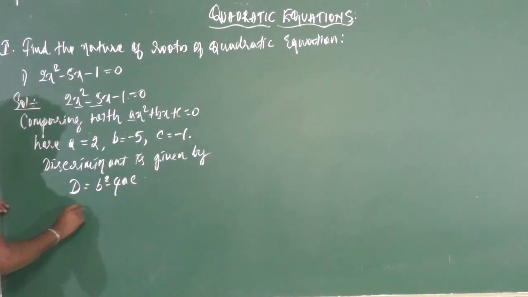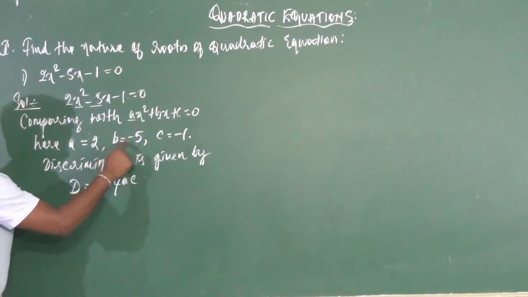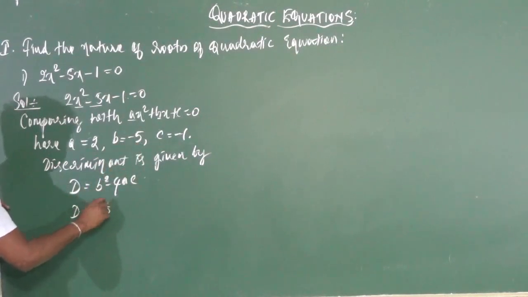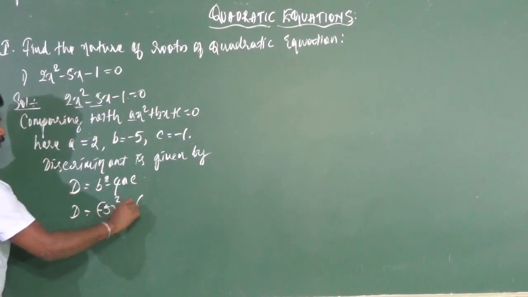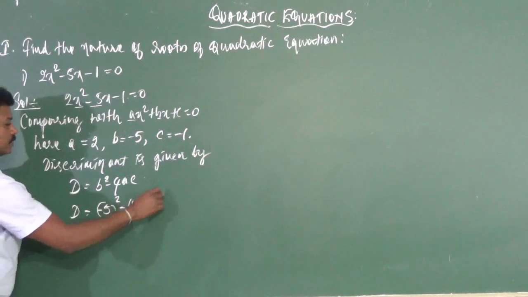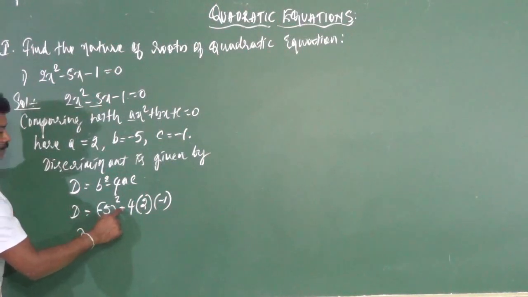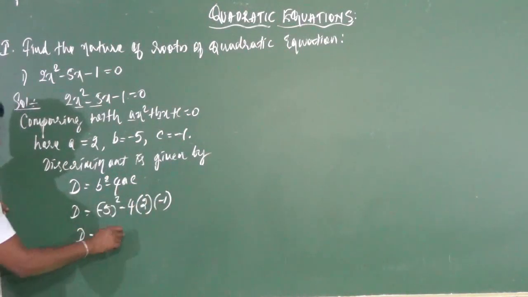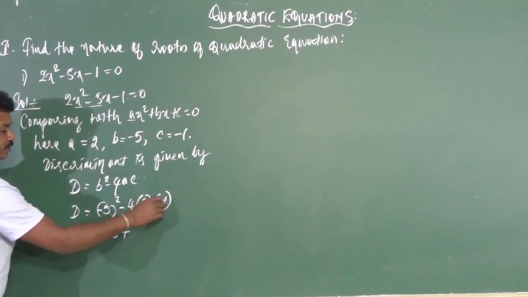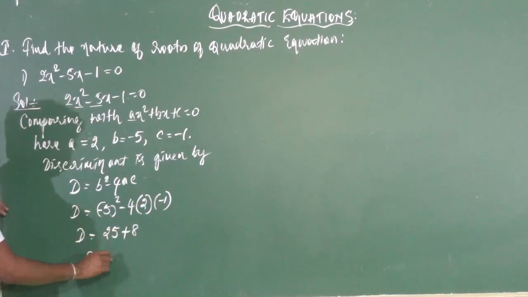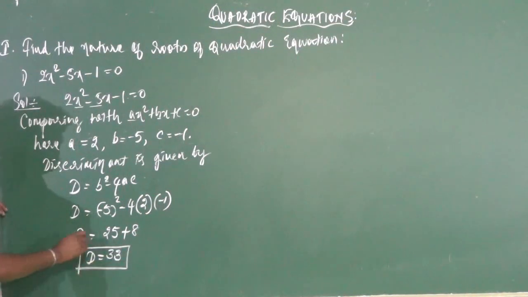So D is equal to b square, that is minus 5 whole square, minus 4 into a, 2, into c, minus 1. So D is equal to minus 5 whole square, 25, minus into minus, plus. 4 twos are 8, 8 ones are 8. So D is equal to 25 plus 8, 33. So D is 33.